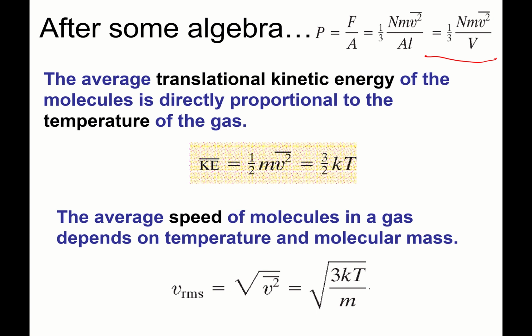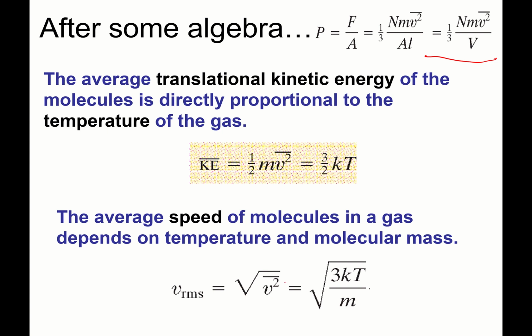So the average translational kinetic energy, which is just 1/2 mv squared, if I rearrange that and use the ideal gas law, is just equal to 3/2 times Boltzmann's constant times the temperature. So the average speed of molecules in a gas depends only on the temperature and on the molecular mass.